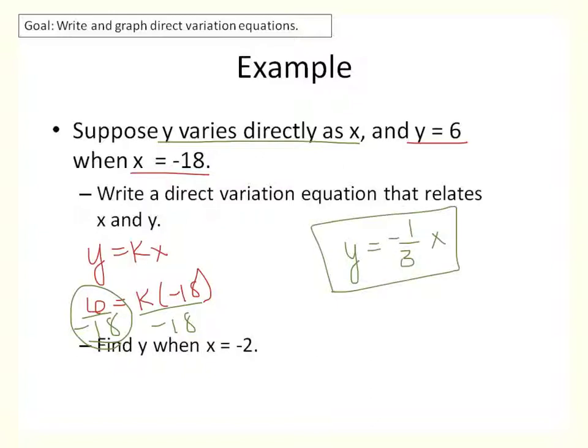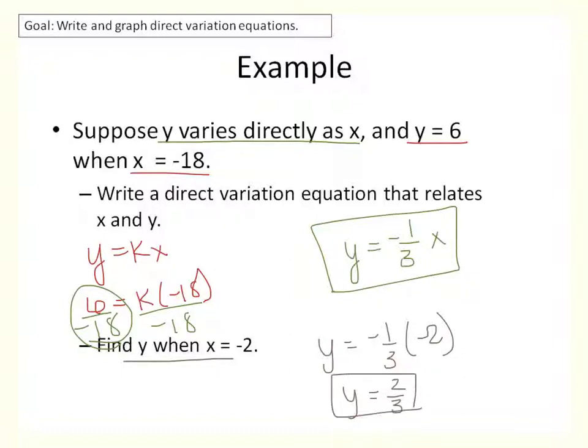There's my equation. Then I want to find y when x is negative 2. So I'm going to put a negative 2 in for x. Negative 1/3 times negative 2 is a positive 2/3. There we go. Alright, one more thing to talk about.